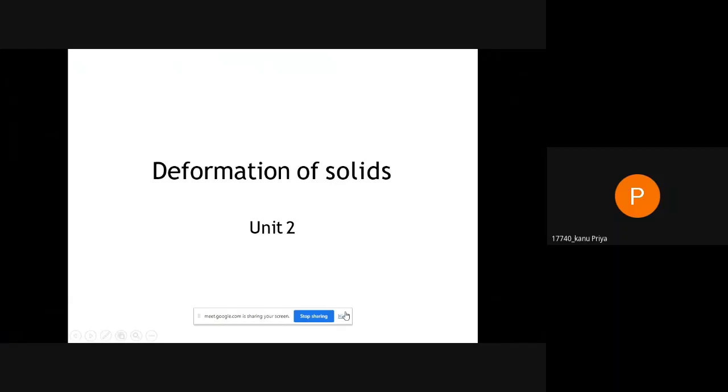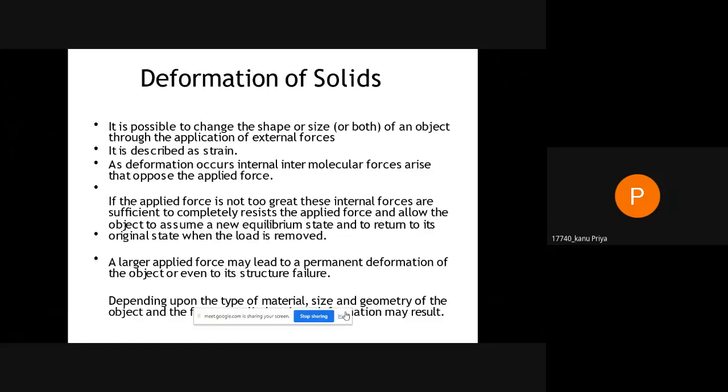So next topic is deformation of solids. Deformation of solid. It is possible to change the shape and size of an object through the application of external forces. It is described as strain. As deformations occur, internal intermolecular forces arise that oppose the applied force.